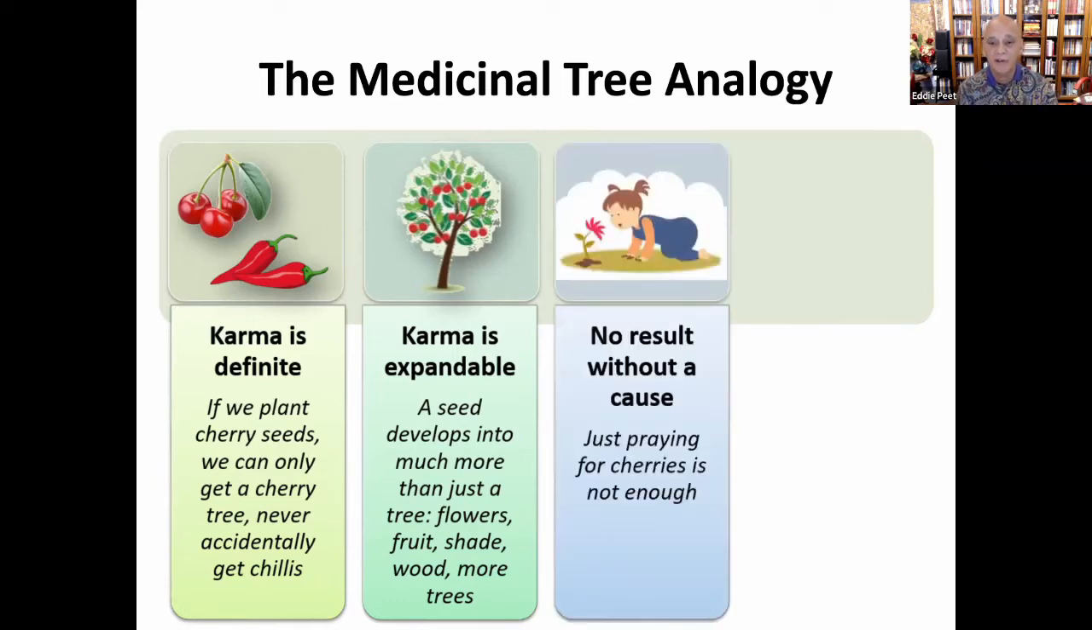The third thing to remember is that you will never get the result of suffering if you don't have the cause for it. And you'll never get the result of happiness if there's no cause for it. So the simple example here is, if you want a cherry tree, just praying for it, it's not going to happen. Neither will just having the land for it. Neither will just having the sunlight. You actually need to have the cause. So in this case of the cherry tree, that's that seed.